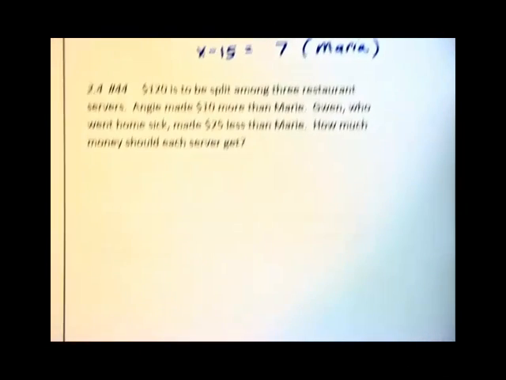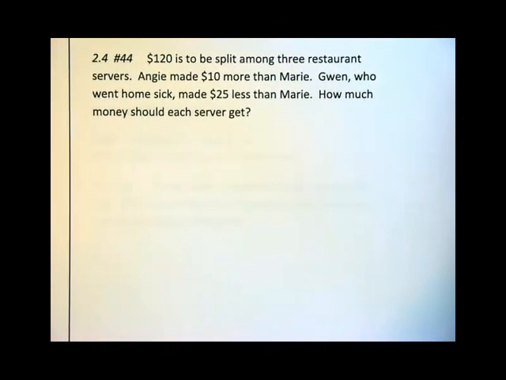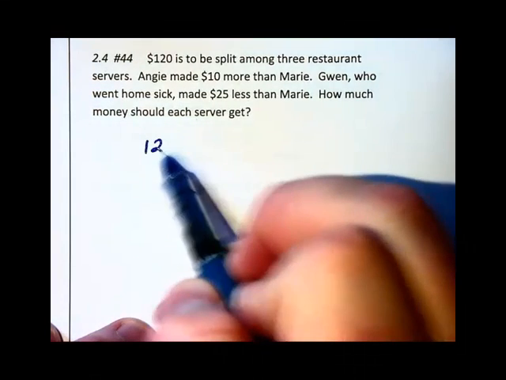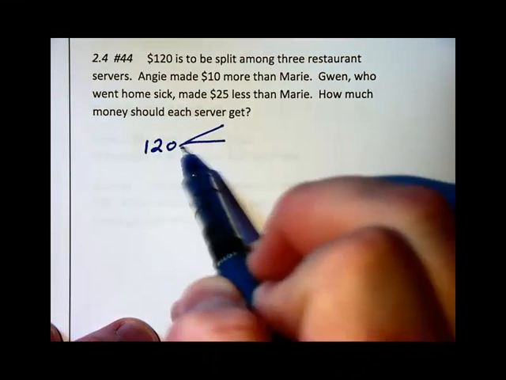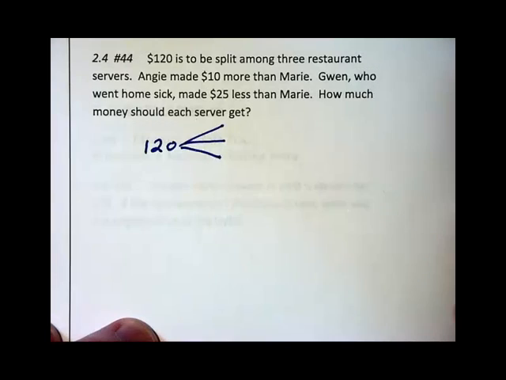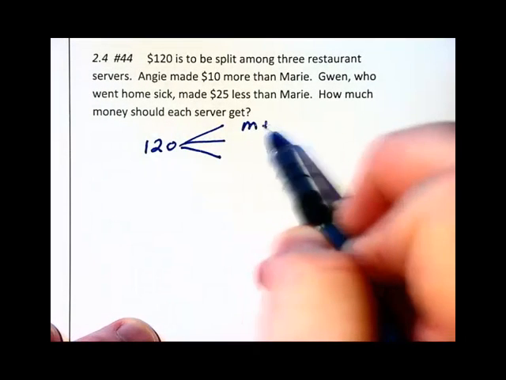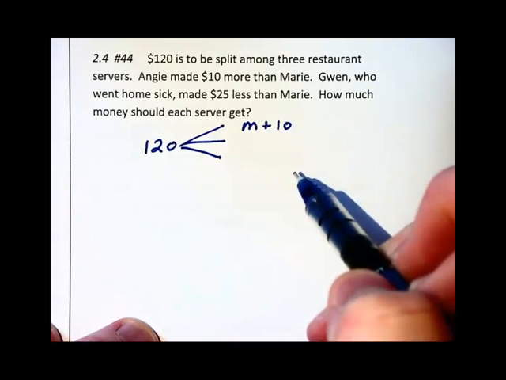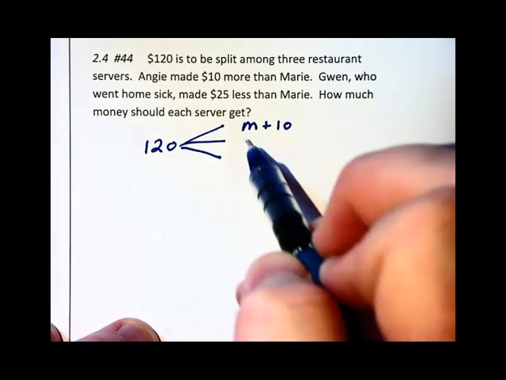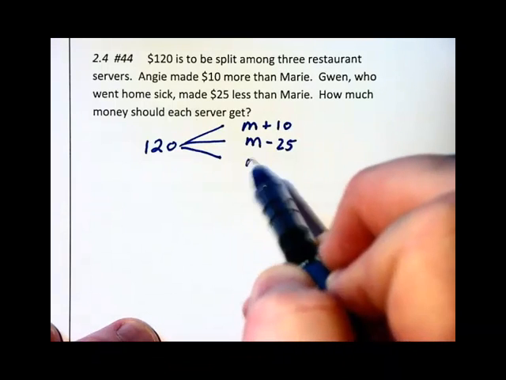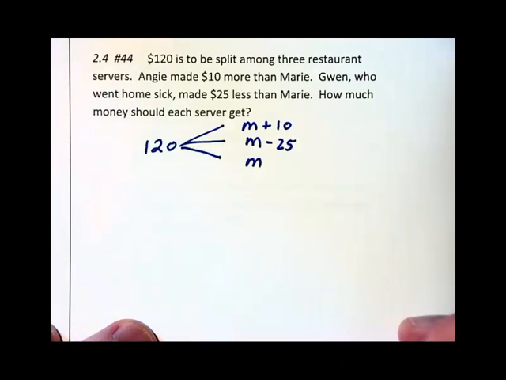Continuing on here, we've got $120 is being split among 3 restaurant servers. I'm going to draw a picture. Here's our $120 getting split 3 ways. Angie made 10 more than Marie. How about M plus 10? Gwen, who went home sick, made 25 less than Marie. M minus 25. And then we have Marie herself getting M. How much money should each server get?